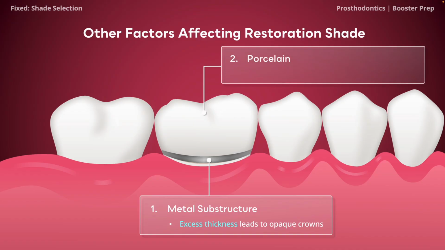But what if the problem isn't with the underlying metal, but instead with the overlying porcelain? Well, turns out porcelain thickness is another factor that can affect our shade. Porcelain is only nice and shiny if we have sufficient amounts of it. When we don't, our crowns can again appear opaque or dull.